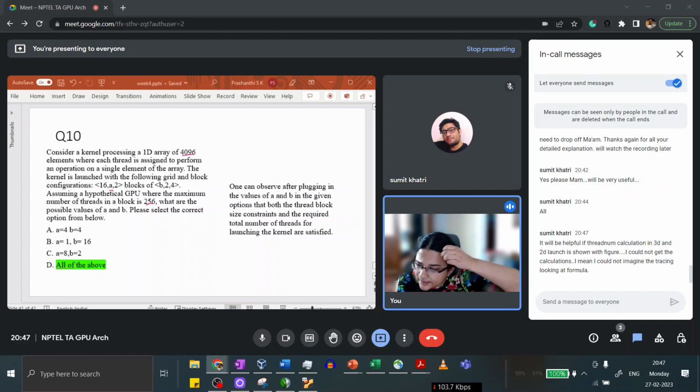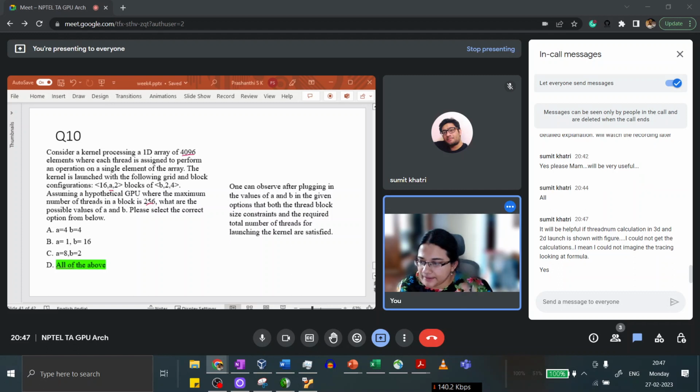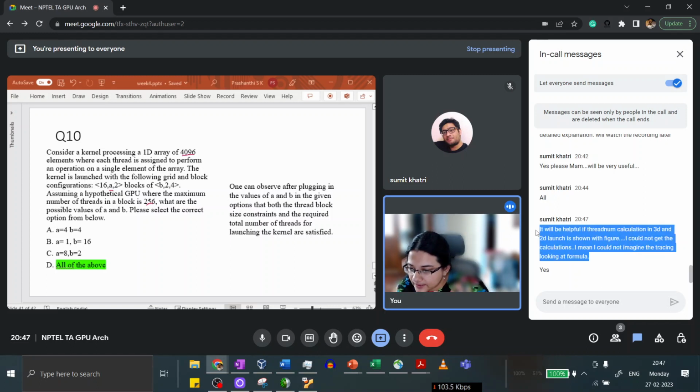Okay, thread number calculation in 3D and 2D launch is shown with the figure. Sure, I'll try to find a helpful illustration for that. And I think that was not explained pictorially in the class materials also. So yeah, I agree, it would be good with a figure. I'll look for that and try to put it in before the next session. Thanks for the suggestion. I'll quickly note this down too.